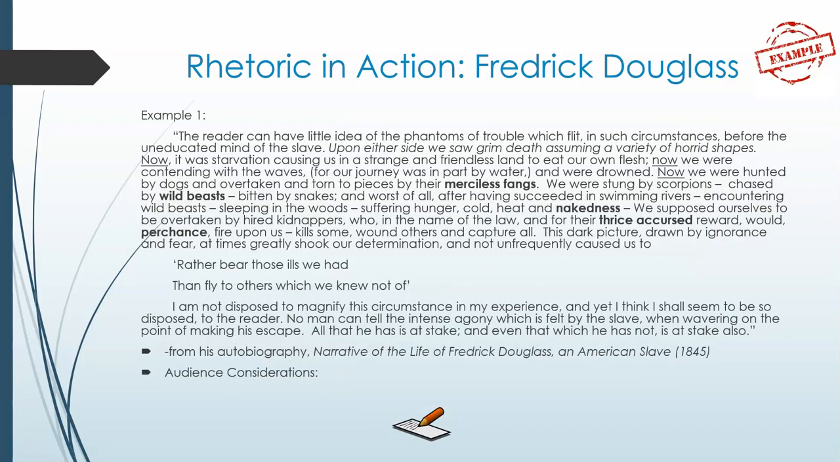At one point in his autobiography, he is talking about a time when he was a slave and making plans to run away. He says the following: "The reader can have little idea of the phantoms of trouble which flit in such circumstances before the uneducated mind of the slave. Upon either side we saw grim death assuming a variety of horrid shapes. Now it was starvation, causing us in a strange and friendless land to eat our own flesh. Now we were contending with waves, for our journey was in part by water, and were drowned. Now we were hunted by dogs, and overtaken and torn to pieces by their merciless fangs.